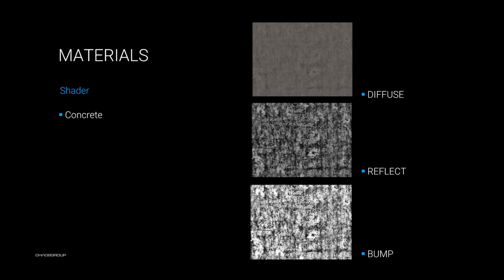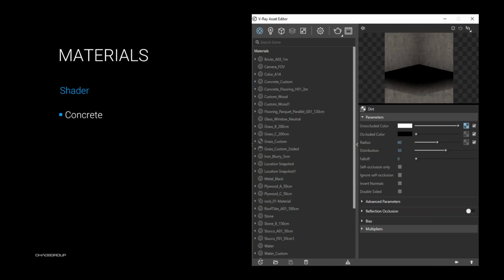We have the diffuse texture, which is basically the core. We have the reflect and the bump textures, which are in black and white, and they will produce the bump and the reflections, which will be really nice. And for the diffuse, as I mentioned, we have a texture, but it's placed in dirt texture. So let's see the dirt texture.